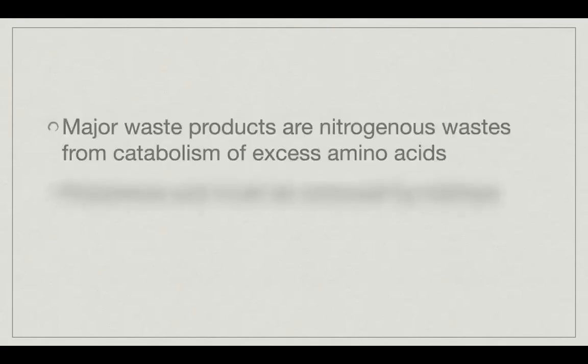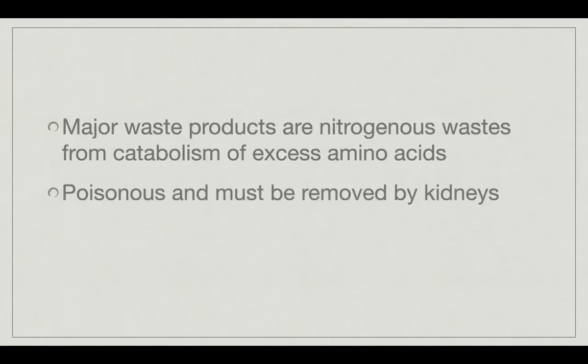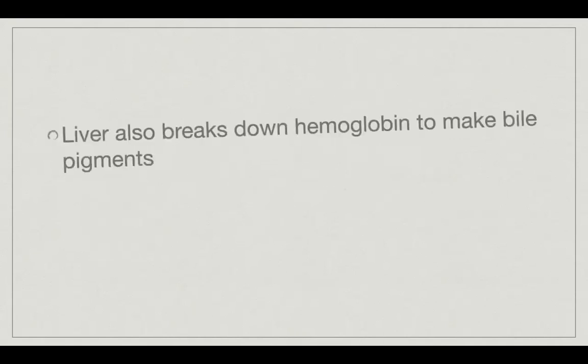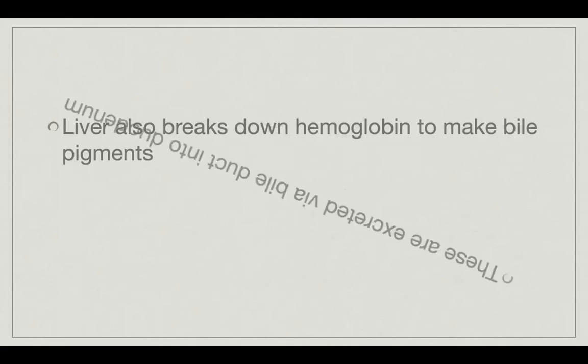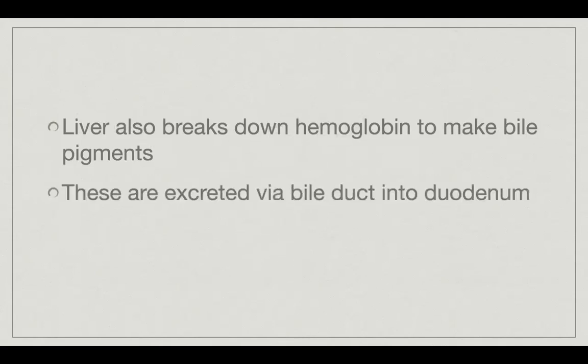The major waste products for metabolism are nitrogenous waste from catabolism of excess amino acids. Now, the nitrogenous wastes are poisonous and they must be removed by your kidneys. Your liver also breaks down hemoglobin to make bile pigments, and these are also excreted via the bile duct into the duodenum, which is that first part of the small intestine.